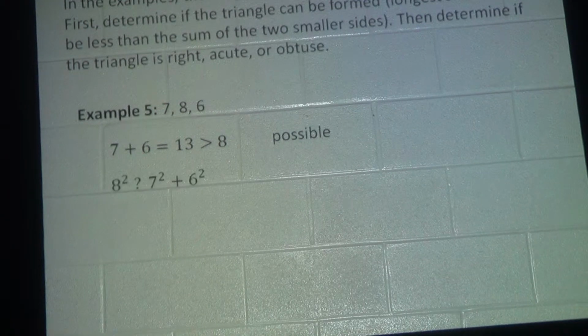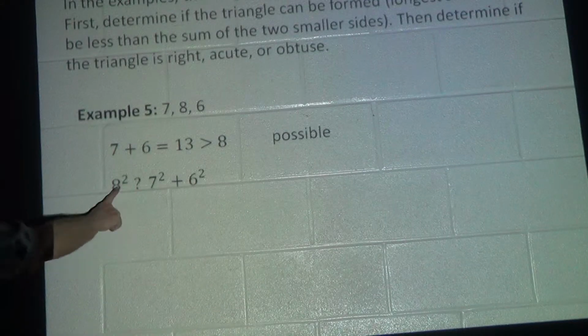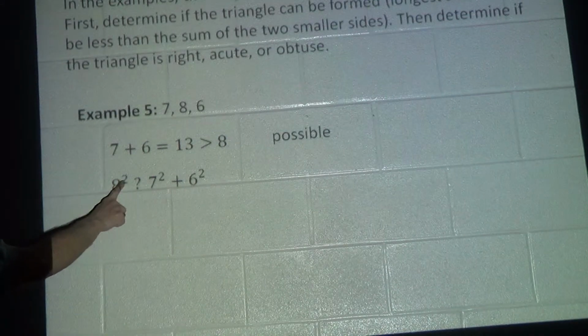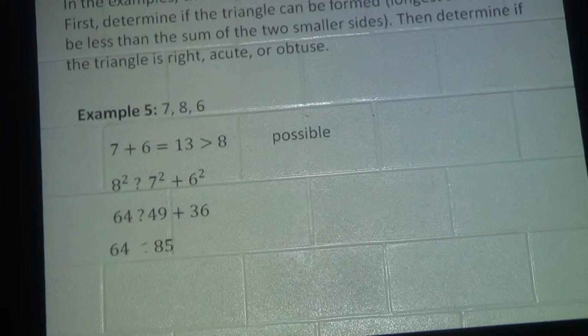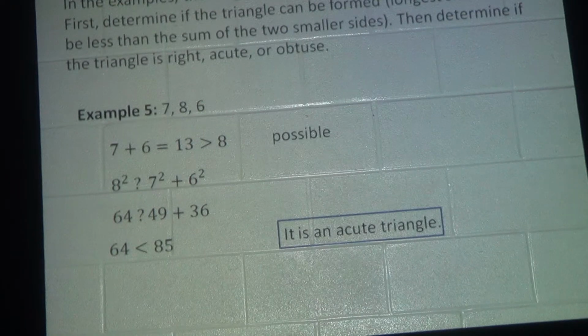Okay? So let's put it together and see what we get. Longest side is 8, so it goes on the left. 8 squared is what relationship to 7 squared plus 6 squared? 64 is what relationship to 49 plus 36? So 64 is less than 85, so this means that it is an acute triangle.